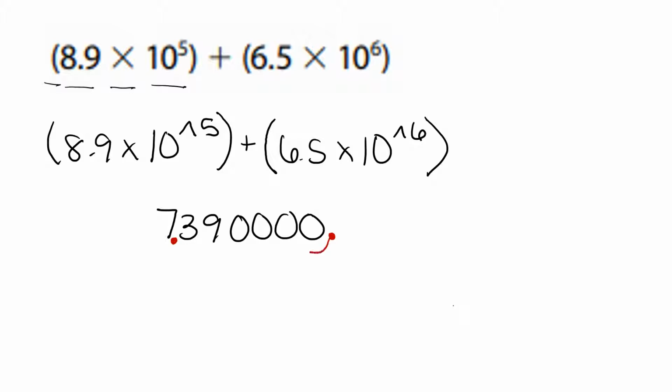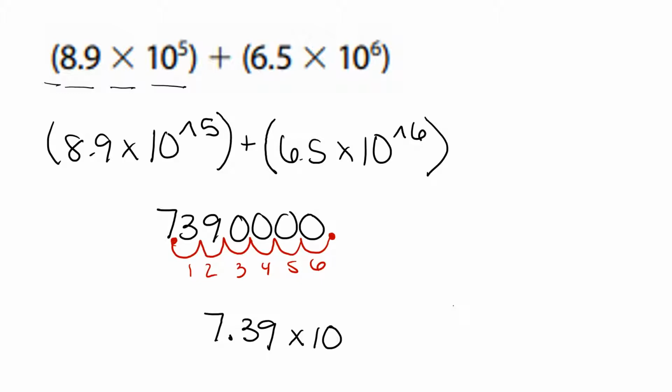So we have to move the decimal 1, 2, 3, 4, 5, 6 times. So to write our final answer, we have 7.39. Remember, we don't write the zeros. Times 10, and then our exponent is to the 6th power.